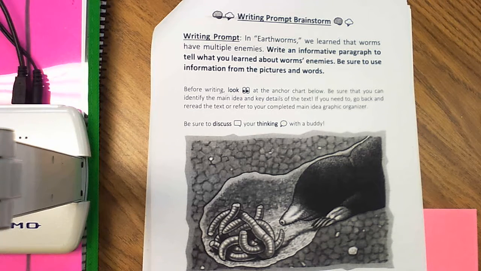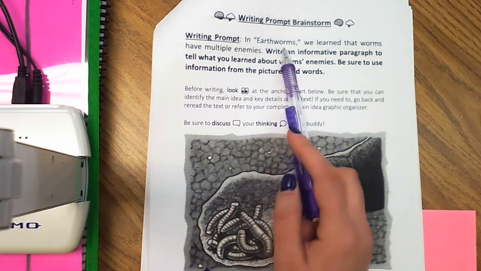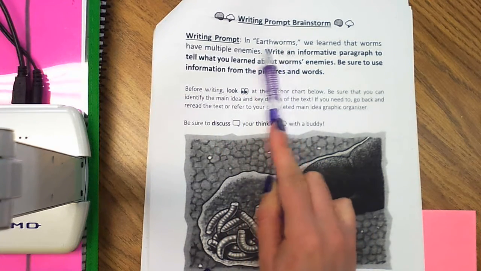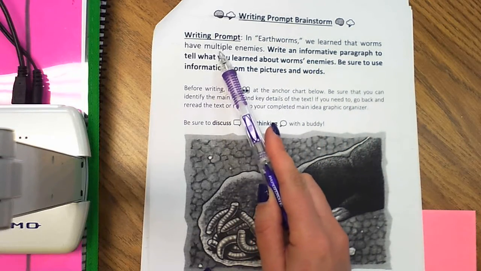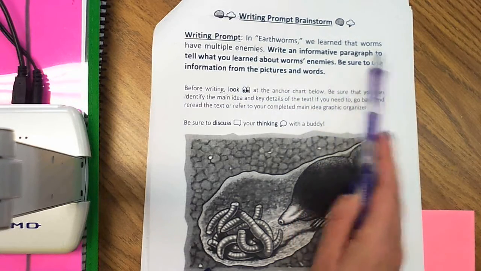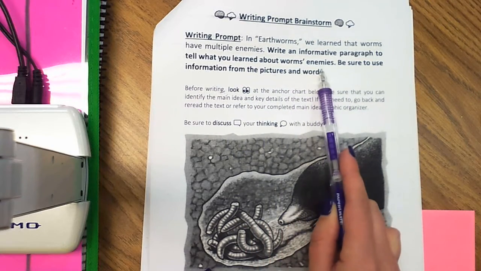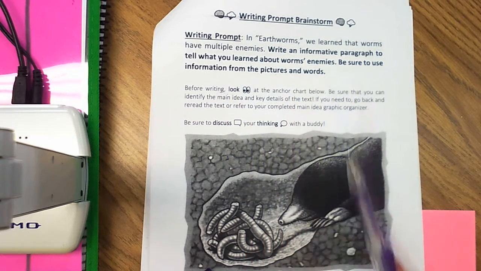This week our job is the following. Let's take a look at our writing prompt. It says, in Earthworms, remember that's the informational text we've been reading, we learned that worms have multiple, or more than one, enemies. Write an informative paragraph to tell what you learned about worms' enemies. Be sure to use information from the pictures and words.